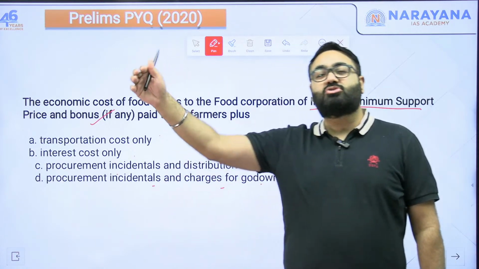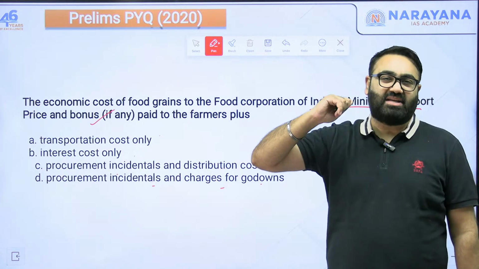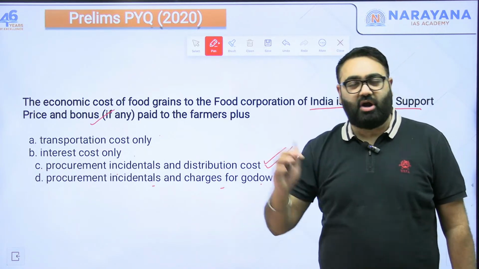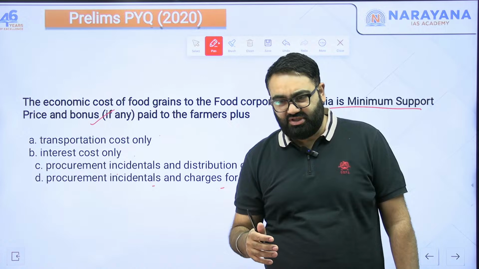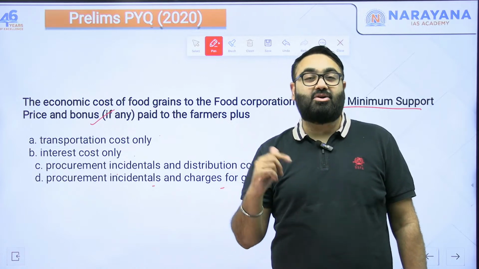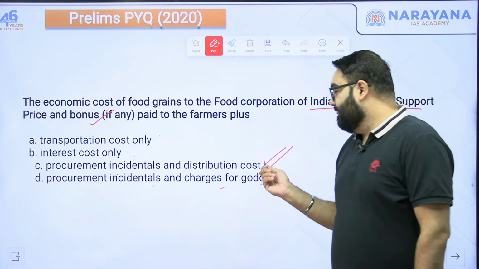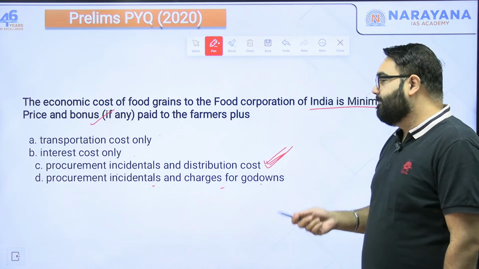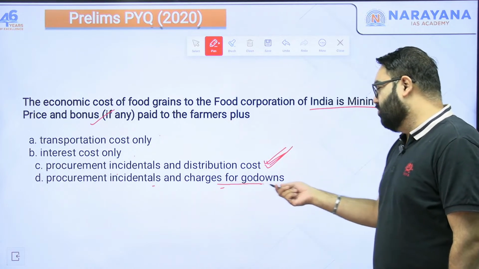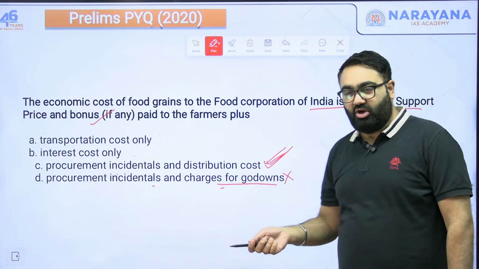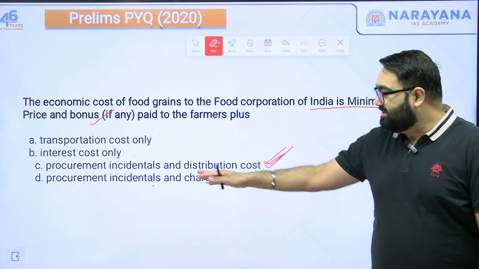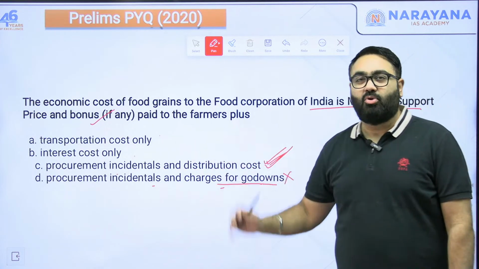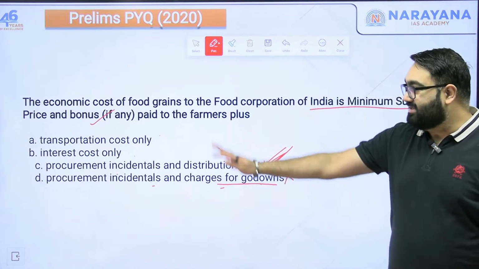Then they would have to also distribute it under the different government schemes. The National Food Security Program, the PDS, that is the Public Distribution System, all of this is again an added cost to the Food Corporation of India. So C is the correct answer. Not the charges for godowns. Godowns are their own, so they don't really have to pay for them. It is the distribution cost and the procurement cost that they have to pay. So answer here would be C.